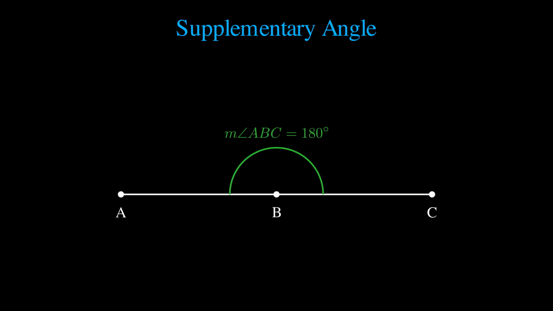Point B is in the middle, and it is the vertex, which means it is where the angle is formed. From point B, one ray goes toward point A and another ray goes toward point C. Together, these two rays form a straight line. And whenever we have a straight line, the angle formed measures 180 degrees. So the angle from A through B to C, which we call angle ABC, measures 180 degrees.